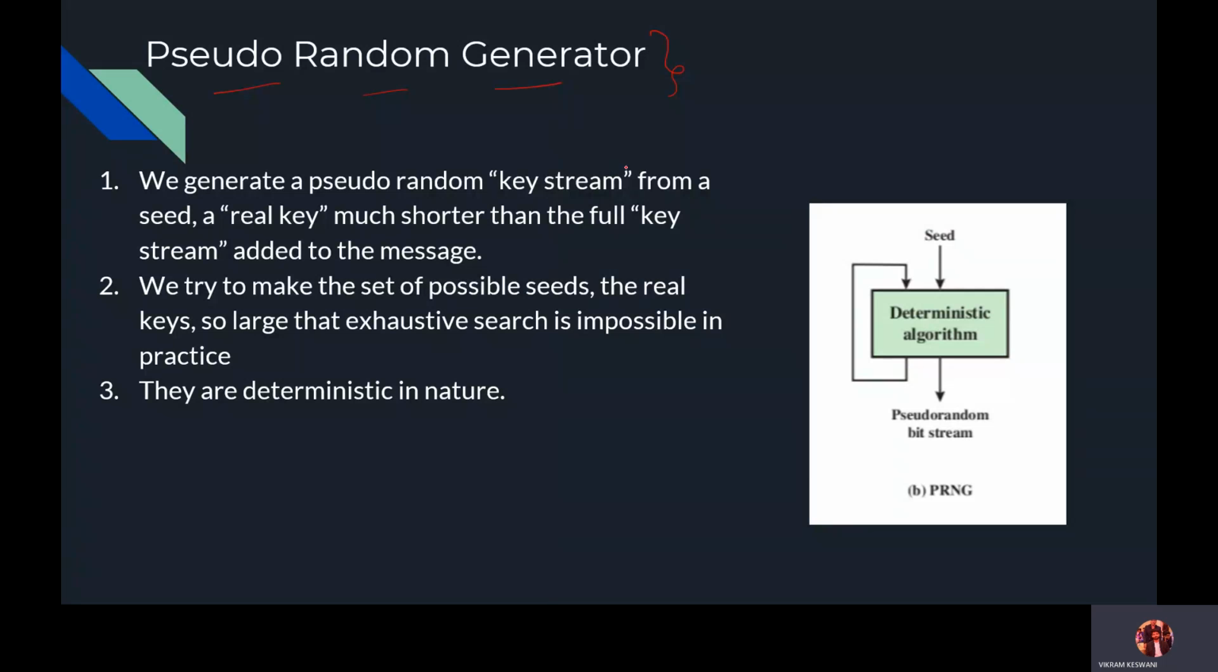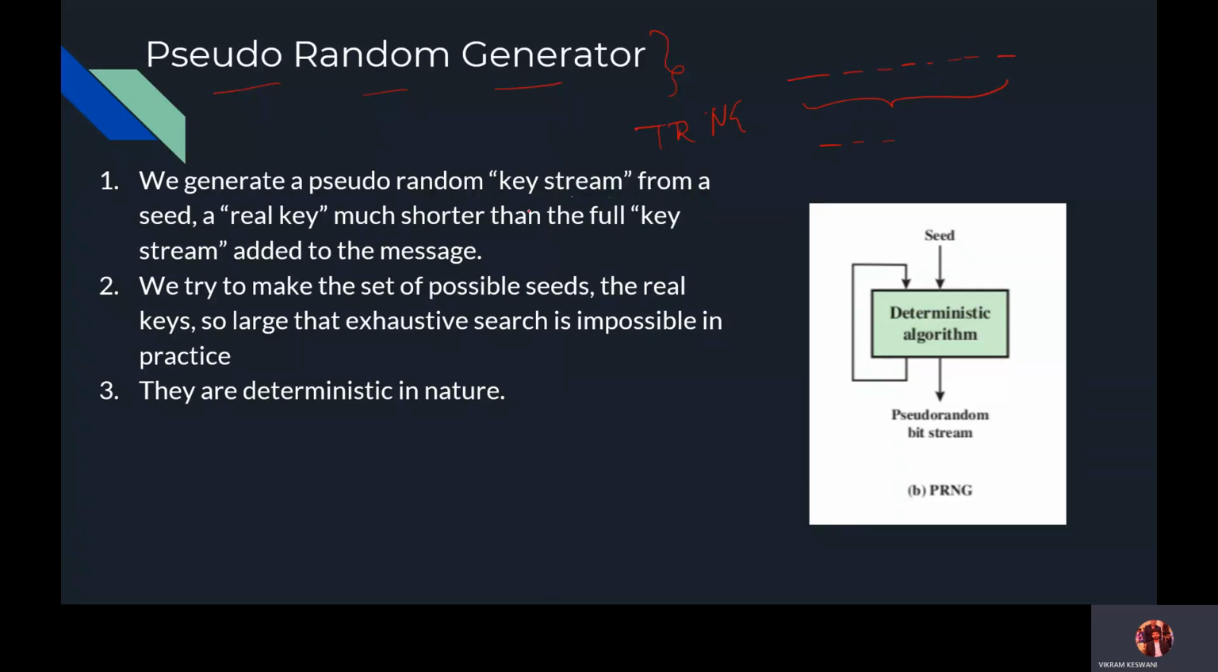Before, we saw the drawback of the true random generator: we can't use the generated key further. If we generate a key, we can't use it again later. It can be used only once. And for a longer message, the length of the key should be the same as the message length. So to avoid that drawback, we use the pseudo random generator.